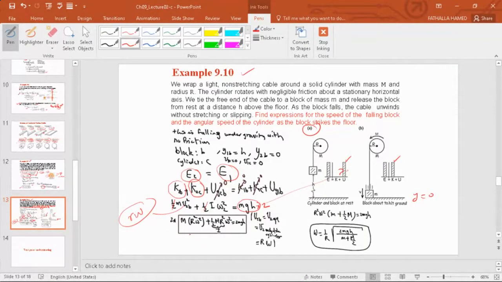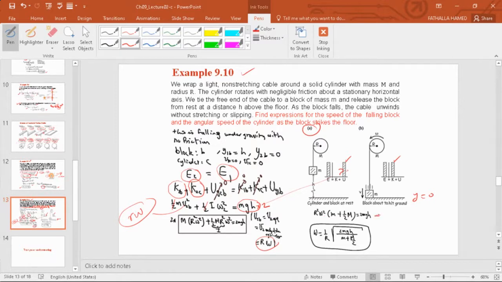The only thing that you want to get out of here is basically your omega now. Your v is equal to r omega. Once you know omega, you can figure out your v. So what you have here, you will have r omega squared multiplied by little m, the mass of the block, plus 1/2 the mass of the cylinder, equal to mgh. Now you want to get your omega, so you're going to take the square root of that.